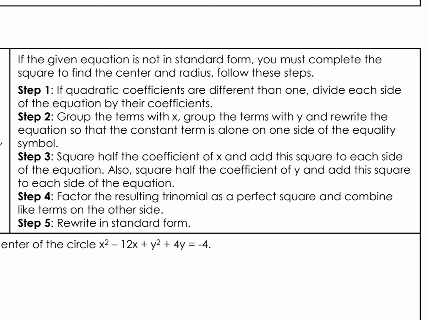Step 2, group your terms with the x, group the terms with the y's, and then rewrite the equation so that the constant is alone on one side of the equality symbol. Moving into step 3, you are going to square half the coefficient of your x and add this square to each side of your equation. Then you'll also do the same thing with your y. You'll square half of that coefficient and add that square to each side of the equation.